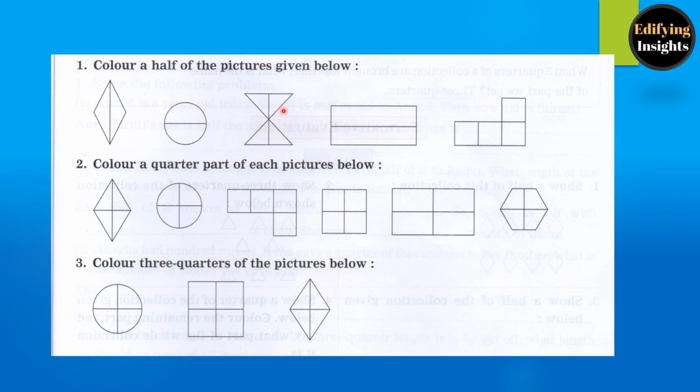Color a half of the picture given below. Now here children, in this first question we have to color only half of the picture. Now in the second question, color a quarter of each picture below. Here children, each picture is divided into 4 equal parts. We have to color only one portion of the figure, that is a quarter.